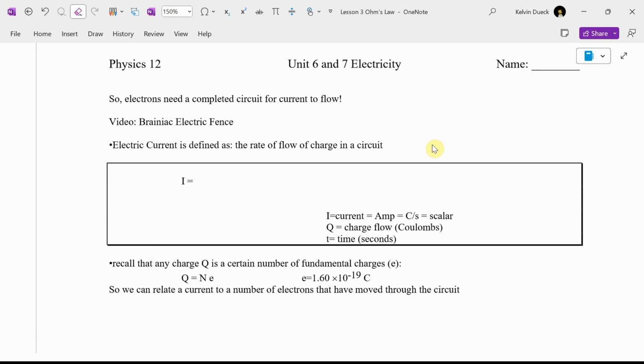So I've been talking about current, but I haven't defined it. It's defined as the rate of flow of charge in a circuit. Anytime I talk about the rate, what that really means is we're dividing by time. Current is charge, Q, divided by t. And I think I gave you that equation on your formula sheet.